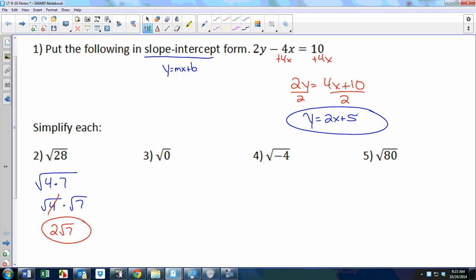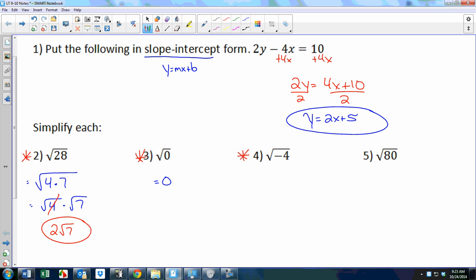You're definitely going to want number 2, 3, and 4 on your notes because we're going to use them in the notes. Square root of 0. Sometimes you just have to take the calculator and type it in. Square root of 0, it's 0. The thing that you would multiply by itself to get 0 is 0. So the square root of 0 turns into 0.